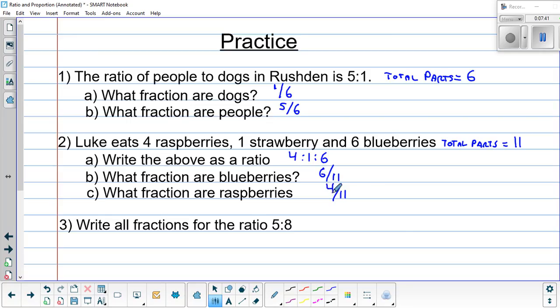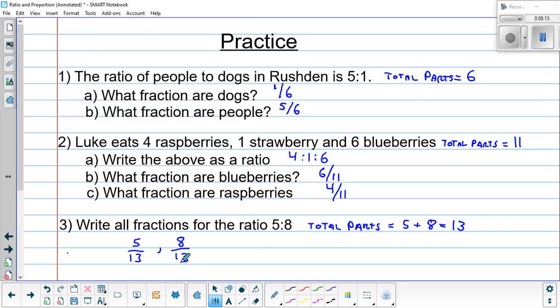Write all the fractions for the ratio 5 to 8. So all fractions for the ratio 5 to 8. Well, total parts is equal to 5 plus 8, which is 13. So we can write 5 over 13. And we can write 8 over 13.